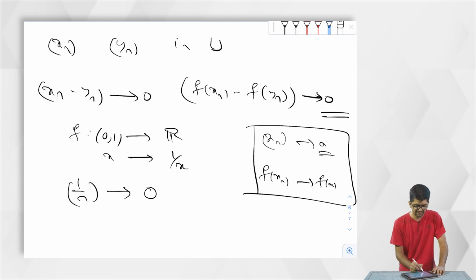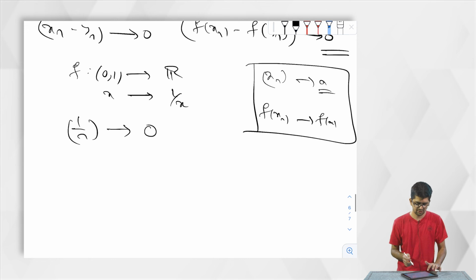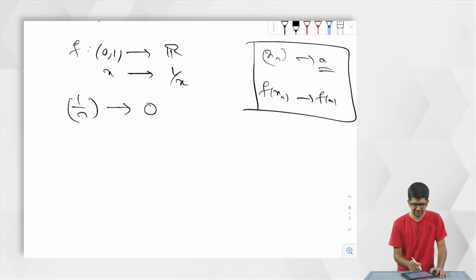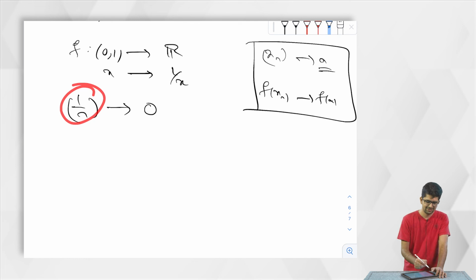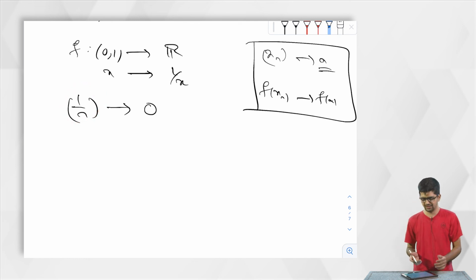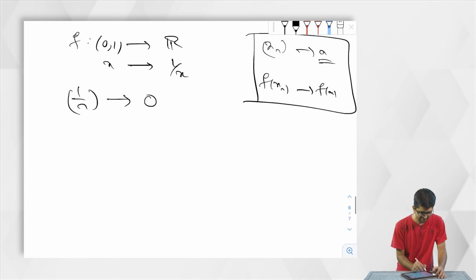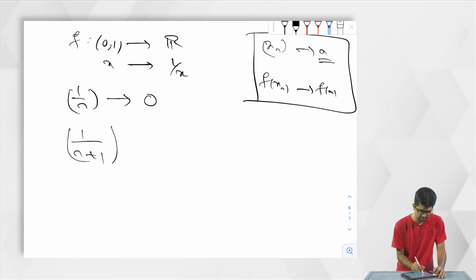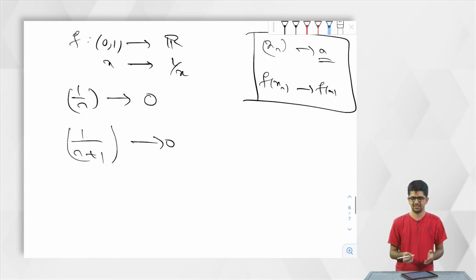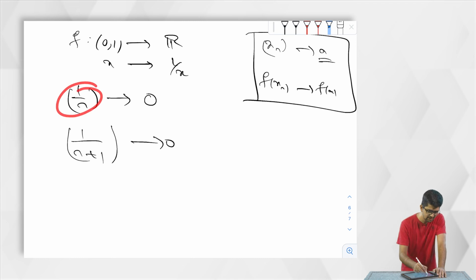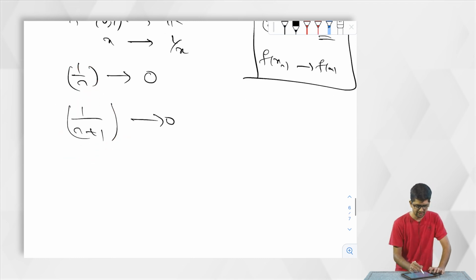So here I am taking the sequence 1 by n that converges to 0. I should look for another sequence so that the difference converges to 0. As I said, the only sequence that I can think of in (0,1) is just this sequence. So maybe I should change it slightly and see if the difference still goes to 0. Let me take the sequence 1 by n plus 1. This also goes to 0, but the question is whether the difference is a convergent sequence. Let us check that.